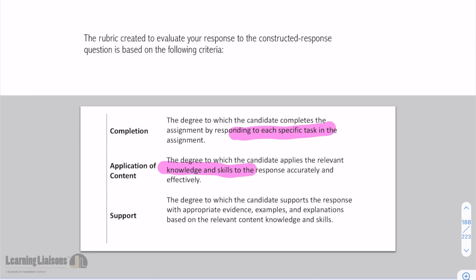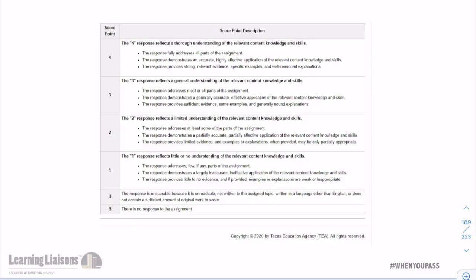And then support, the degree to which the candidate supports the response with appropriate evidence, examples, and explanations based on the relevant content, knowledge, and skills. So here is where you are going to give your evidence and examples. You have a rubric to go off of as far as how you're going to get a 4, a 3, a 2, or a 1.